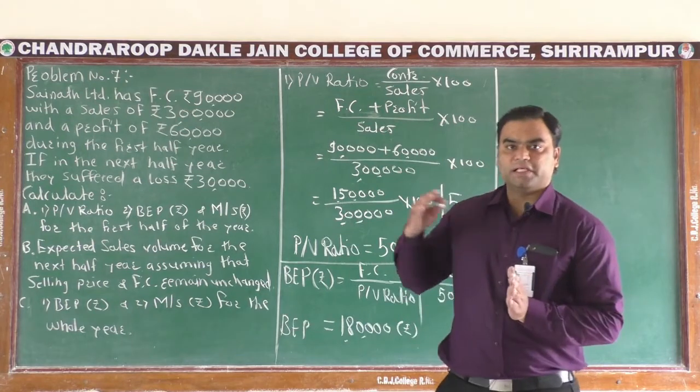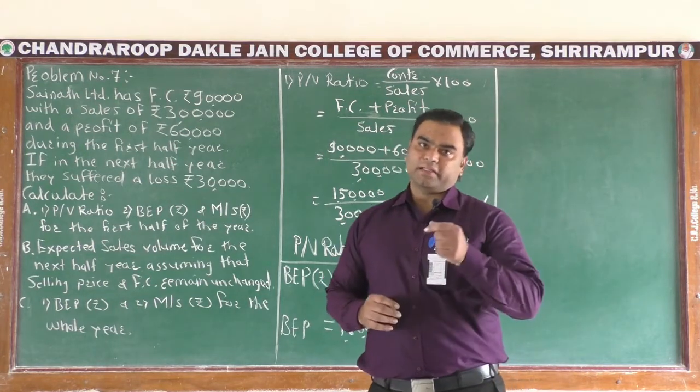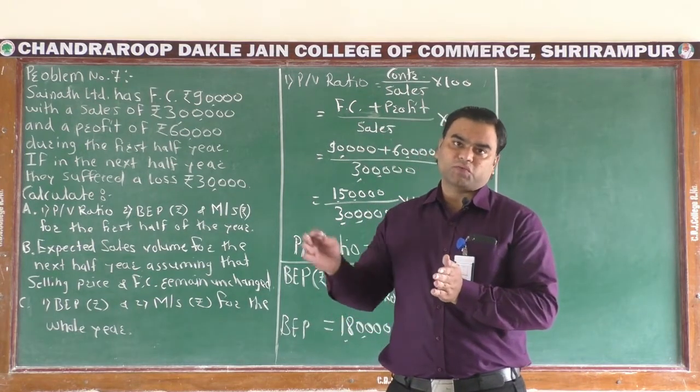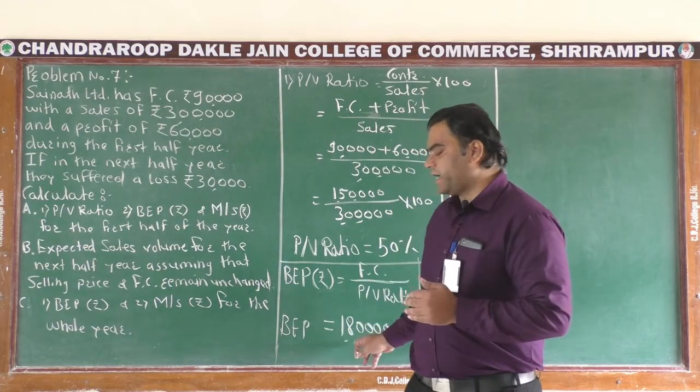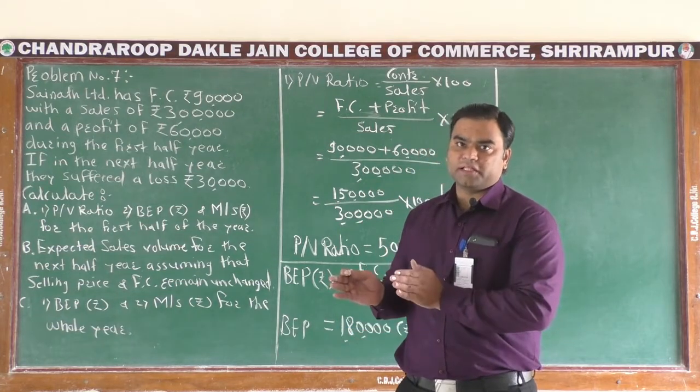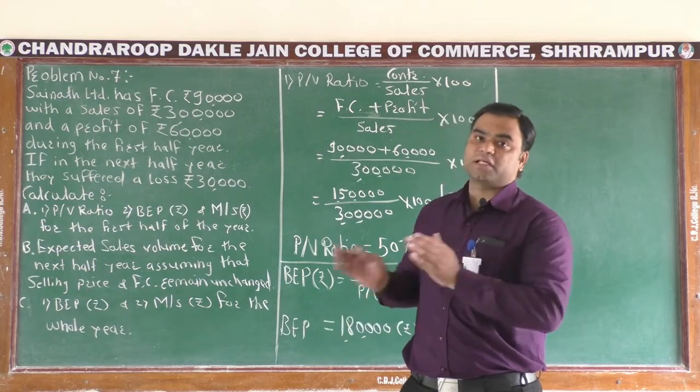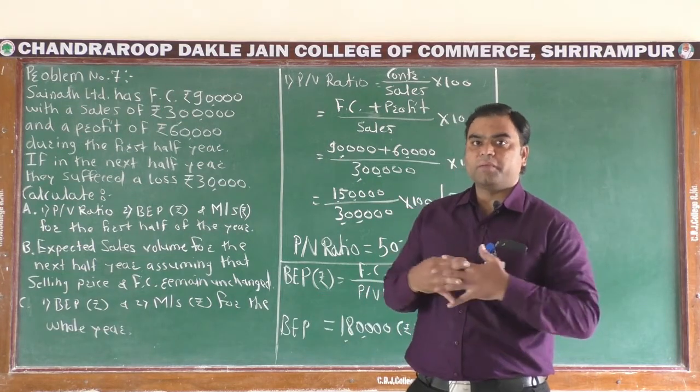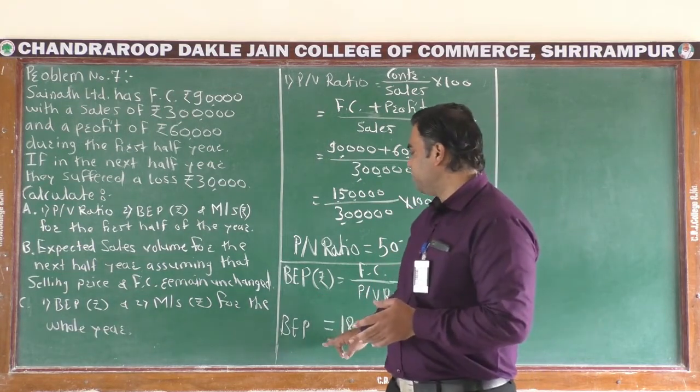Means whenever company sales will be 1,80,000, at that point company's total cost will be 1,80,000. Total sales are also 1,80,000. So BEP stage, no profit no loss stage will come.